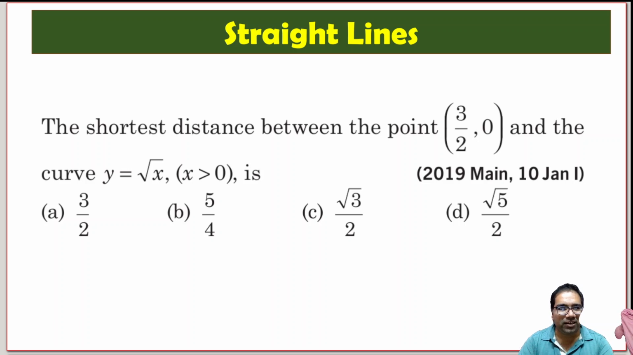Hi friends, we are asked to find the shortest distance between this point (3/2, 0) and this curve y equal to root x. So let us take a random point on this curve and try to calculate the distance between this random point and this point (3/2, 0).